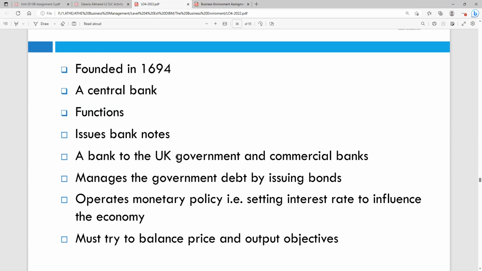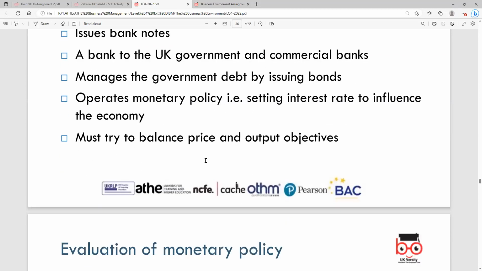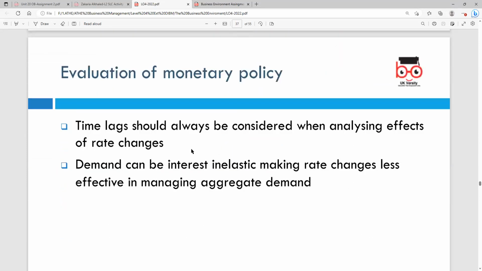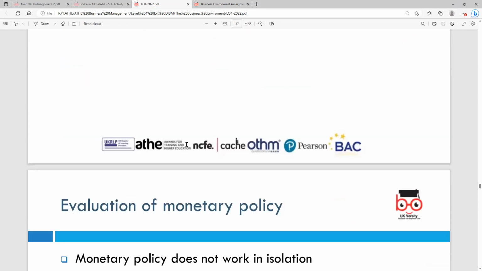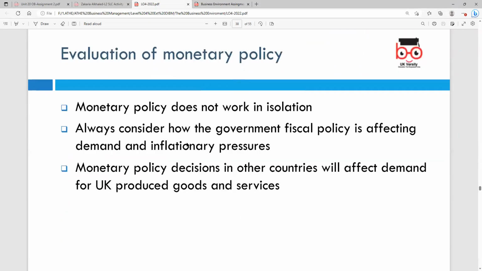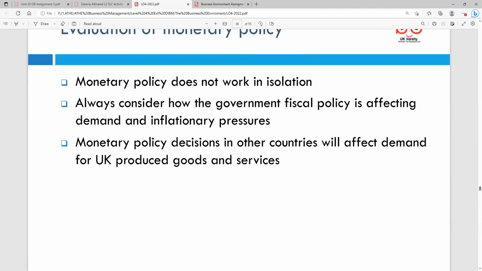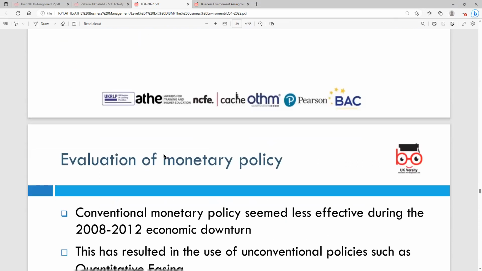The bank that issues notes. It's a bank that controls the government's policies on banking, and it controls the commercial banks. It advises the government on setting interest rates and how to balance the price and output objectives. And it creates demand, or it stops demand, by making these policies work or not work. So it's very important. The interest rate or the monetary policy is very important for the government to create demand in the economy, and it is mainly done by the Bank of England.